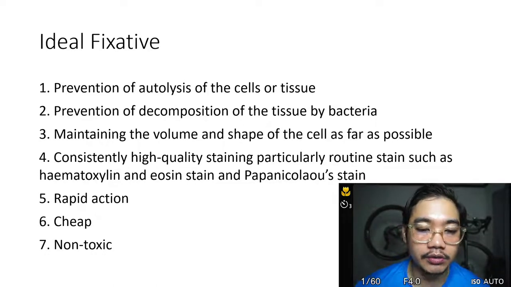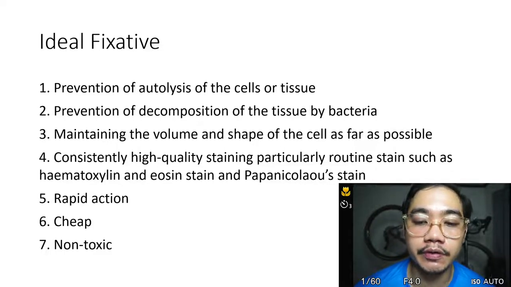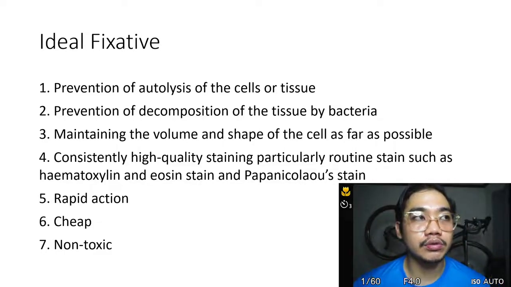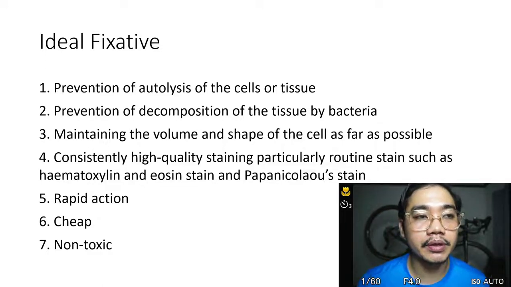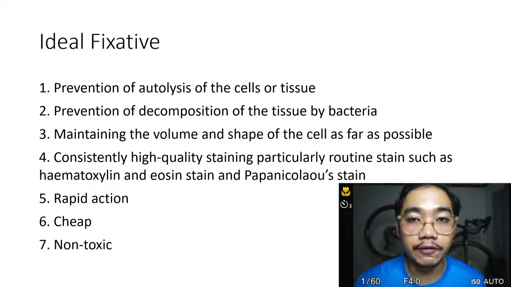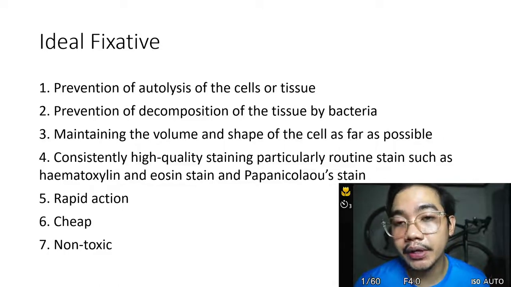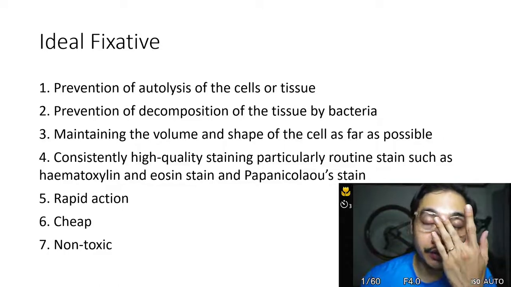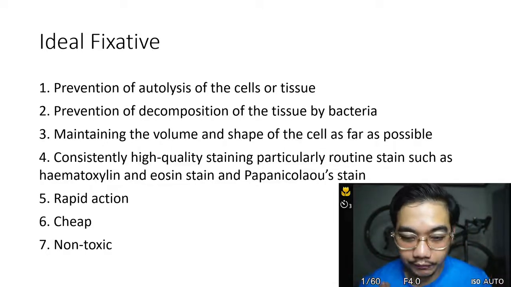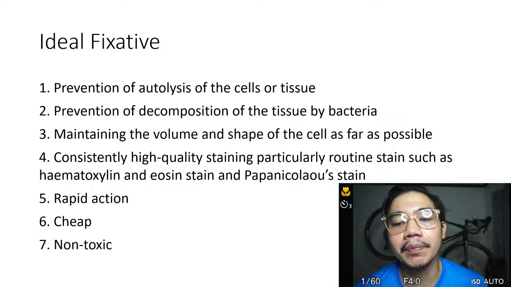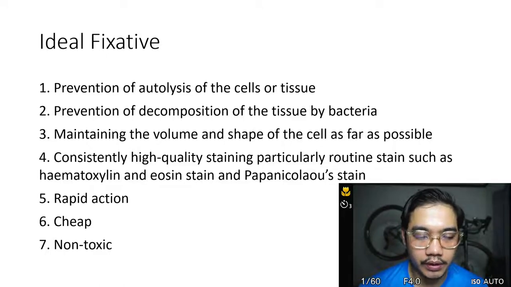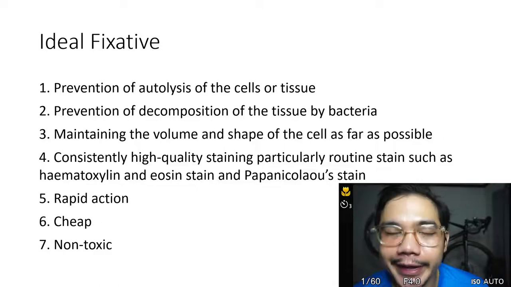So number three, to maintain the volume and the shape of the cell as far as possible. If you put any cell outside its physiologic environment, there will be eventual changes in the morphology. It's really hard to make an environment that is the same as the human body, because the human body is a very complex piece of work, no? Consistently high quality staining, particularly routine stains such as hematoxylin and eosin stain, and Papanicolaou stain, no? Rapid action, cheap and non-toxic.